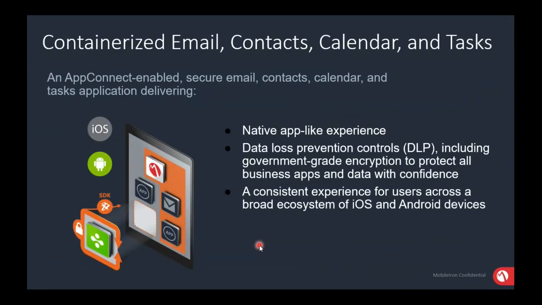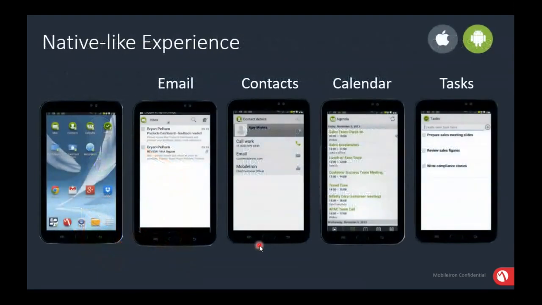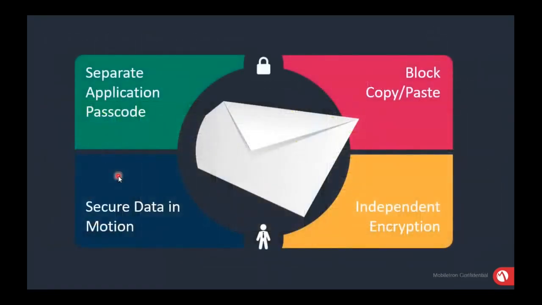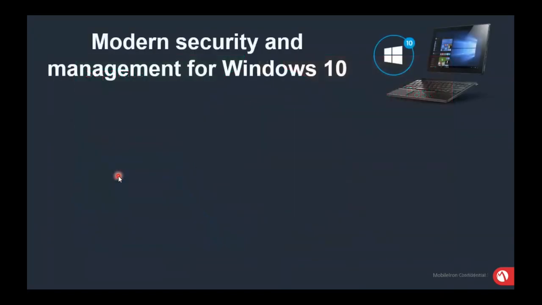And this is the Email+. Like I mentioned, this is again an AppConnect app. So it will have a native app-like experience, and you will have DLP features like I mentioned in my previous apps. So this is how it looks on the Android. I'll show you a short demo on this. Similar to any AppConnect app, you have independent encryption, blocked copy paste, separate application passcode, and you have secure data in motion.